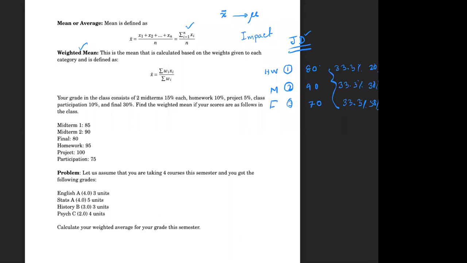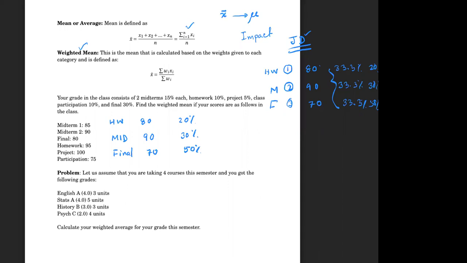So let's do it here. Homework, you got 80 out of 100, and homework is 20% of your grade. Then your midterm, you got 90 out of 100, and that is 30% of your grade. And your final, you got 70 out of 100, and that is 50% of your grade.